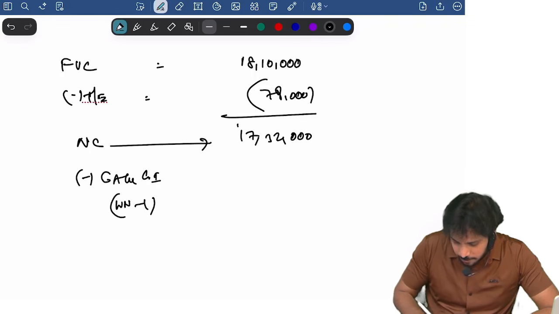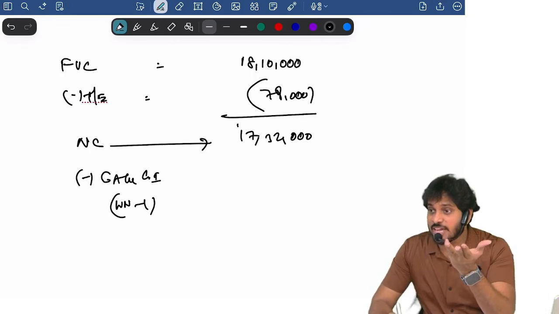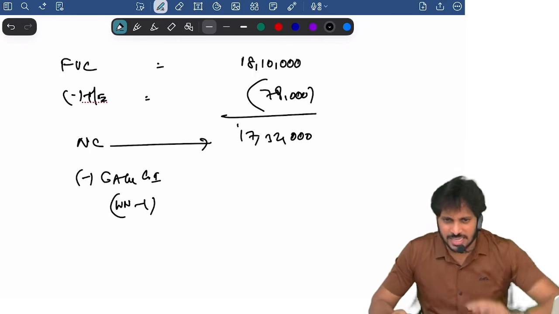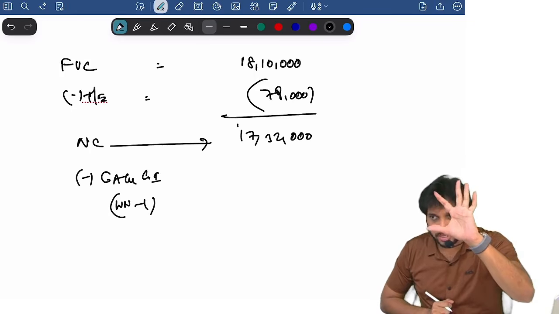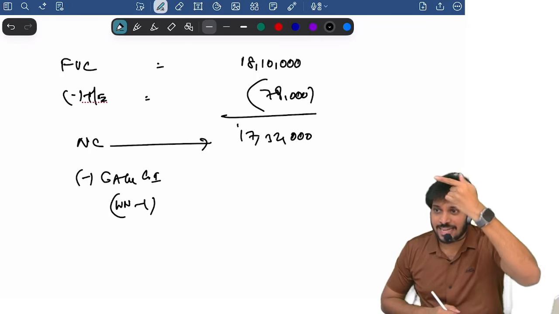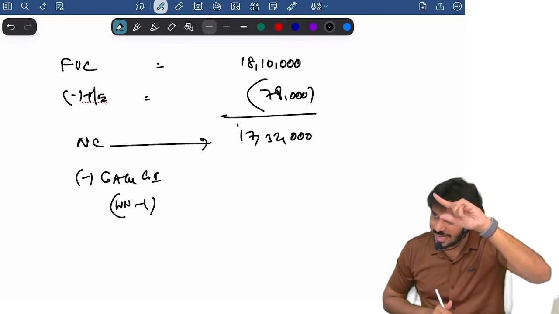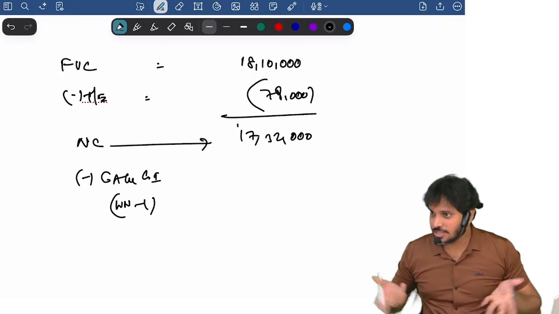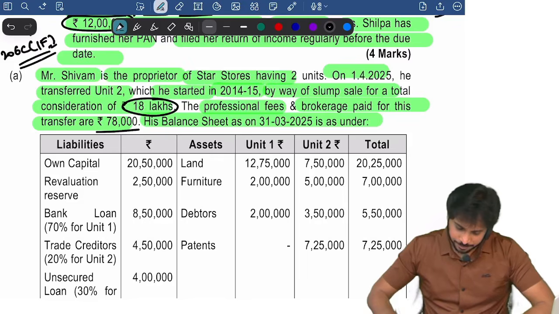Working note 1. What is the cost of acquisition and improvement in case of slump sale? Net worth of the undertaking transferred. How to calculate the net worth of the undertaking? Assets minus outside liabilities. What values should you take for assets? For depreciable assets, take income tax written down values. For non-depreciable assets, take balance sheet value before revaluation. That's it. Minus outside liabilities, you get net worth. Understood or not? Now look at this.